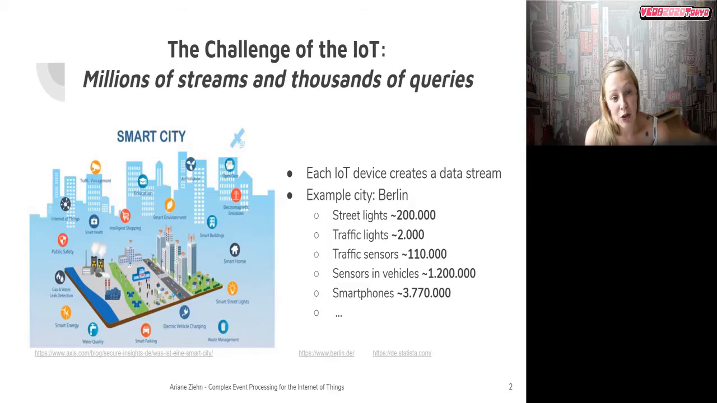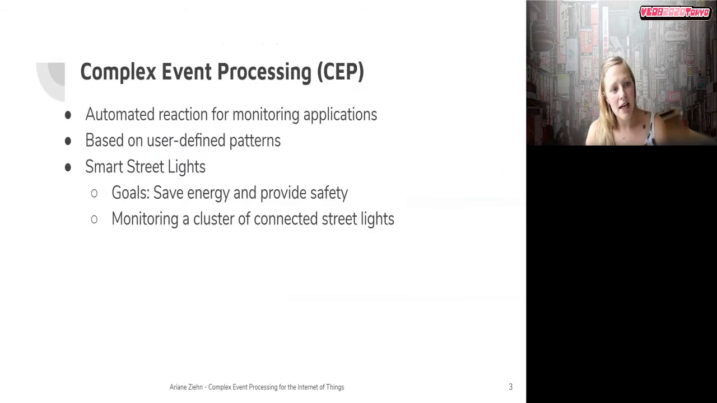Potential tasks here might be traffic jam prediction and additional rerouting in case traffic jam is actually predicted. Several applications belonging to the smart city have a monitoring character in the sense that they want to detect specific information and then react fast to it. For example, we see traffic jam, so we want to start rerouting immediately. A powerful stream processing method fitting exactly this application character is complex event processing. So complex event processing enables autonomous reaction for these monitoring applications by using user-defined patterns.